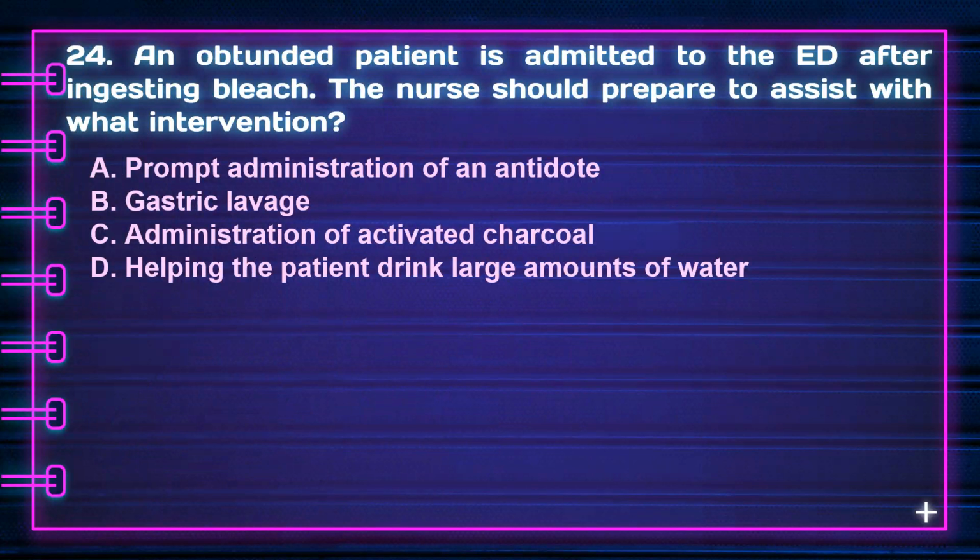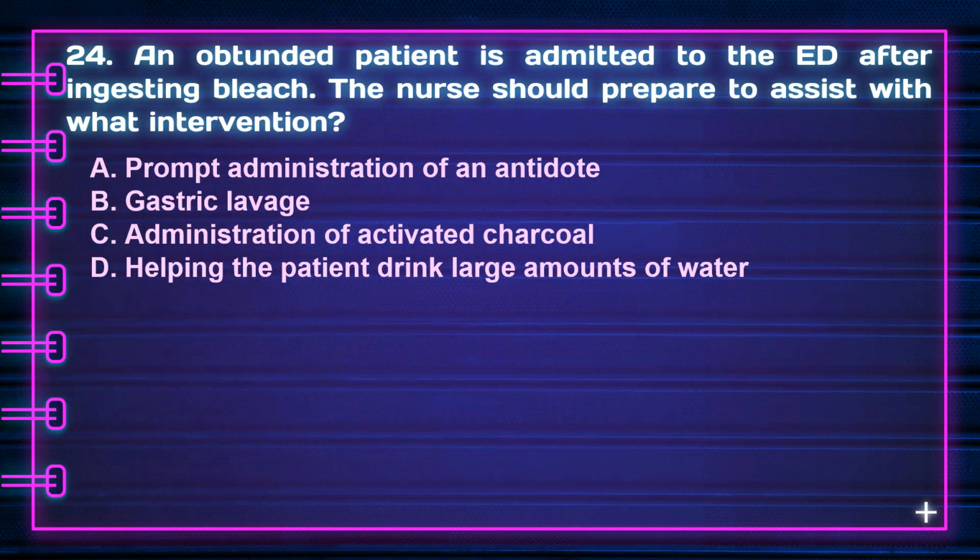24. An obtunded patient is admitted to the emergency department after ingesting bleach. The nurse should prepare to assist with what intervention? A. Prompt administration of an antidote. B. Gastric lavage. C. Administering activated charcoal. Or D. Helping the patient drink large amounts of fluids or water.